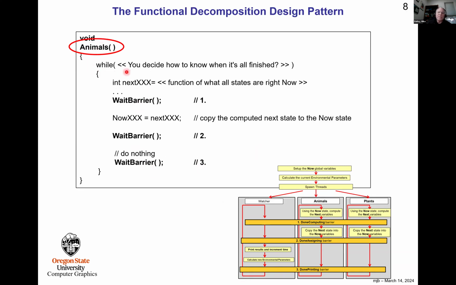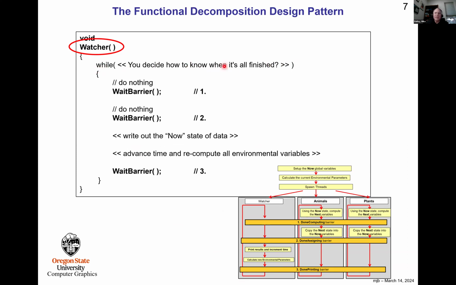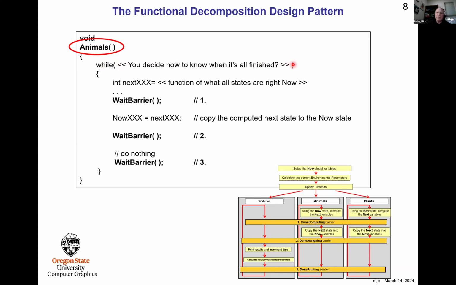The animals, well, they're in the same while loop. The same condition that governs when the watcher finishes also governs when the animals finish, which might be never. They're going to compute, they're going to look at the global state, and they're going to compute what their next value is. How many of us will there be now? Will we increase in population? Will we decrease? And they're waiting at the same barrier, this orange rectangle right here.